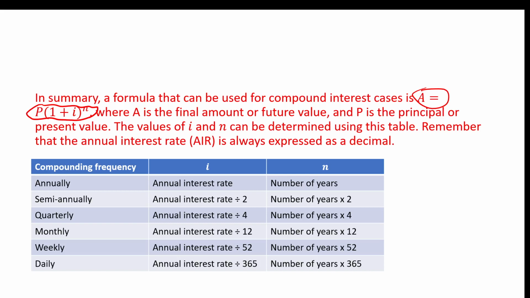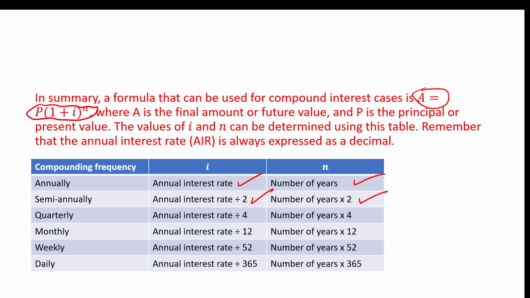So if we are talking about an annual compounding frequency, then I will simply be equal to the annual interest rate and n will be equal to the number of years. But if we're talking about a semi-annual compounding frequency, then what we need to do is divide that interest rate by 2, but calculate the interest twice as often, so we'll double the exponent.